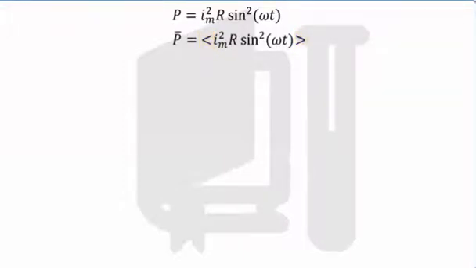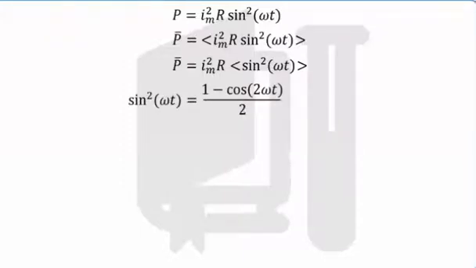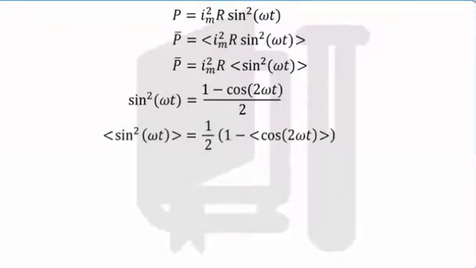As the quantities Im and R are both constant, we can take them out of the angular brackets while computing the average value of the expression. Now, we have to calculate the average value of sine squared omega t in order to compute the average value of the expression. For this purpose, we will use the trigonometric identity. Sine square omega t is equal to half of 1 minus cos 2 omega t. Therefore, the average of the required expression is given as shown.